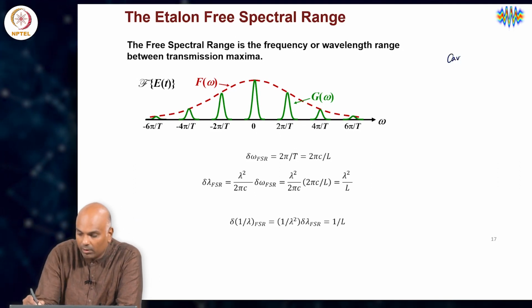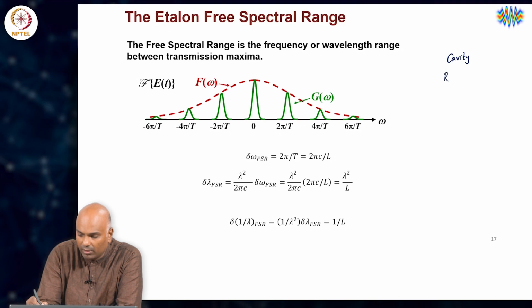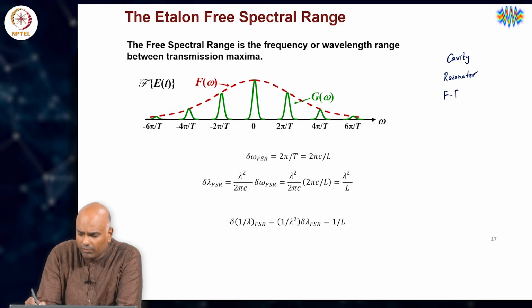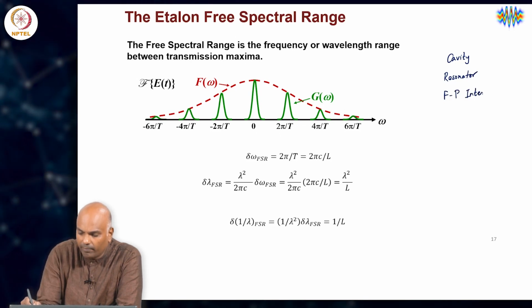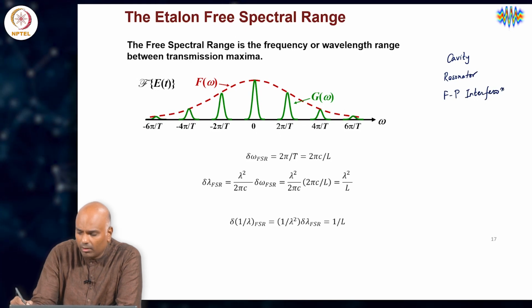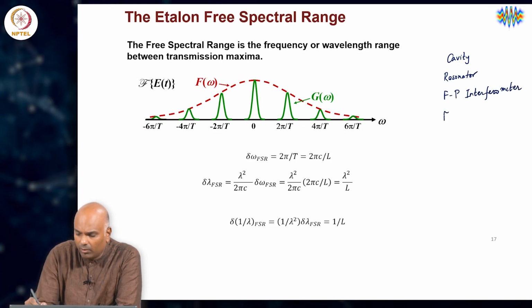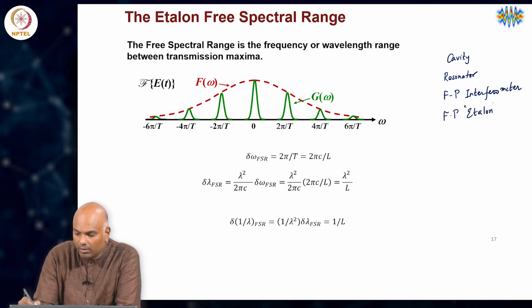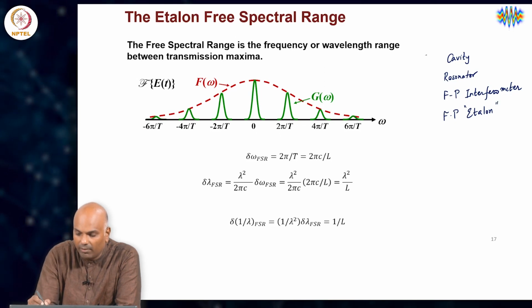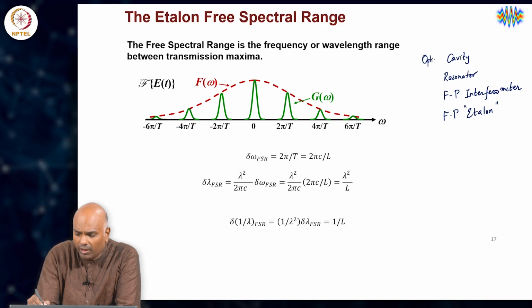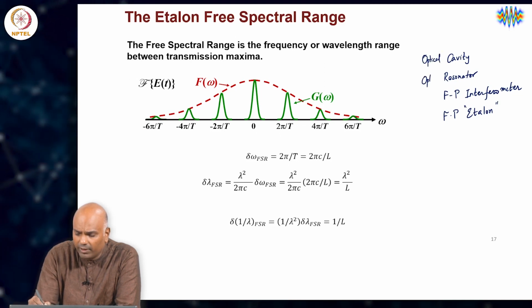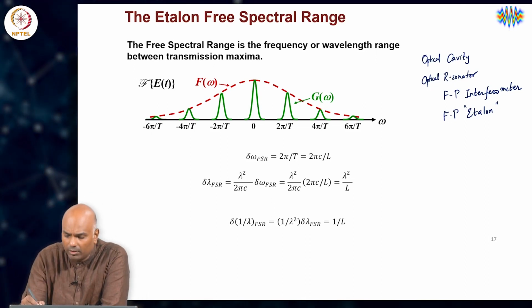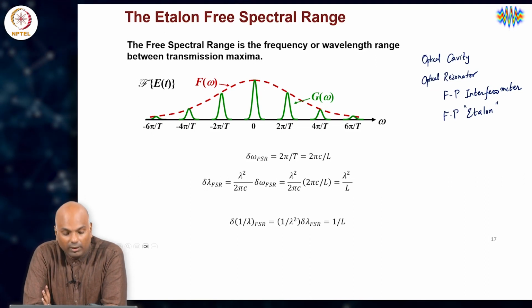Okay. So, cavity, resonator or Fabry-Perot interferometer or FP etalon or just etalon, all these are the same. Maybe to cavity and resonator we can prefix the adjective optical, because we are talking about optical resonators entirely in this discussion.